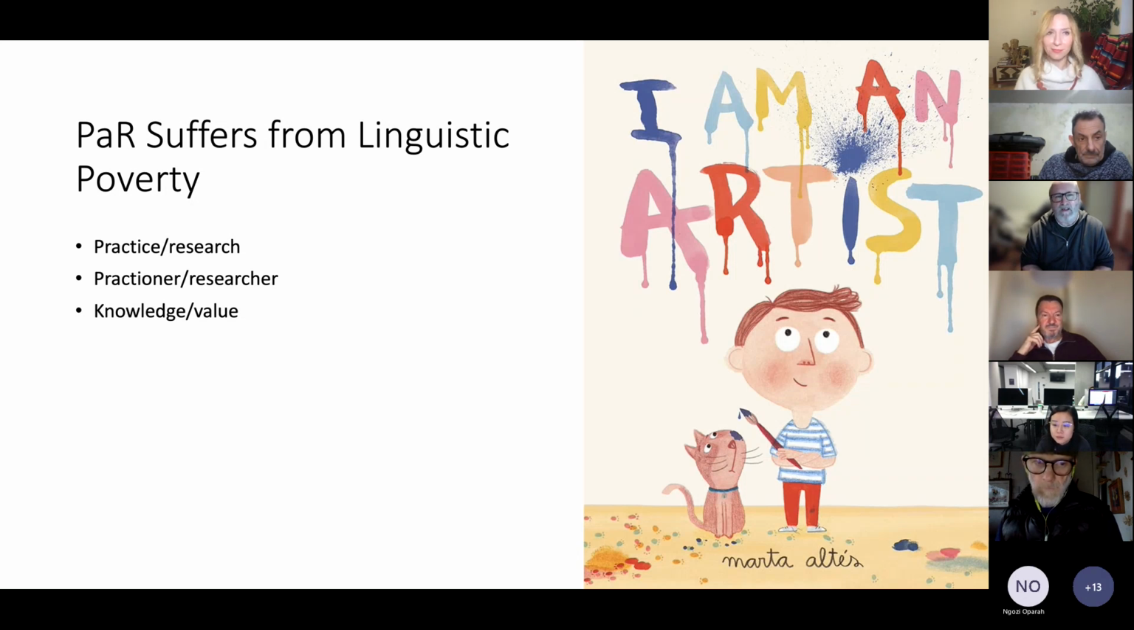And I felt at the conclusion of all this that this whole practice as research thing suffers from a linguistic poverty. Trying to separate out practice research or practitioner researcher or knowledge value, trying to separate all these things out is almost, I don't know, a monomania. It just feels like, well, why are we even doing that? Because surely we already have a word for this, and that's artist. And that was the kind of insight that came out of preparing for this.